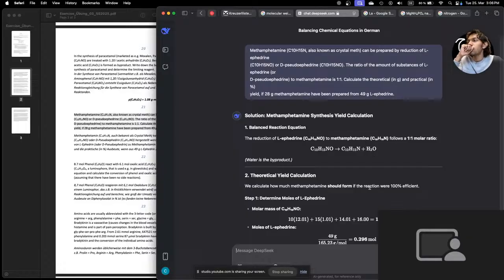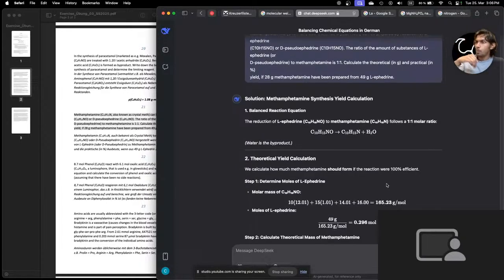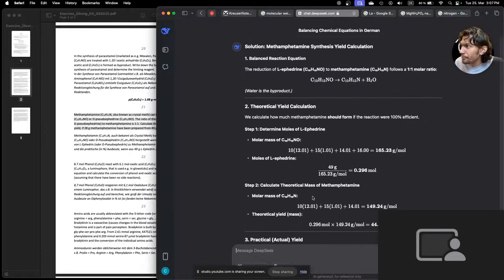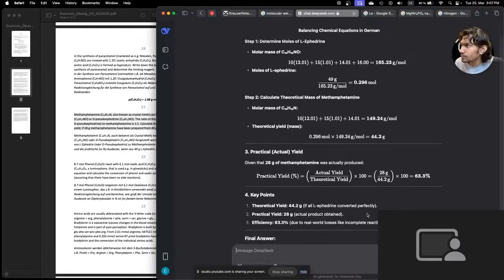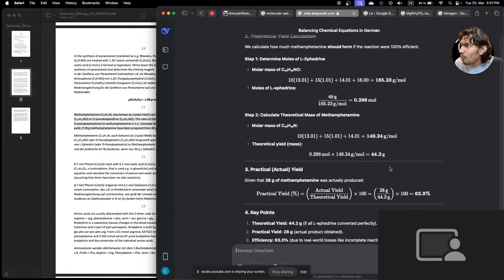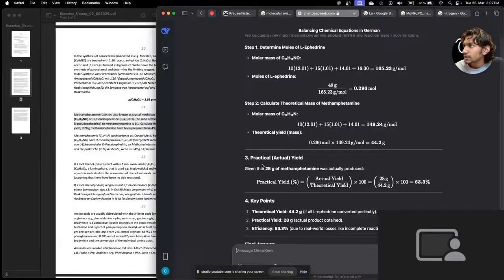Okay, then we'll head to roll. Calculate the molar mass, calculate the moles from the mass by molar mass, and calculate the moles of methamphetamine. Theoretical yield. Okay, these two are same. So that's the theoretical yield for methamphetamine, and practical is okay.